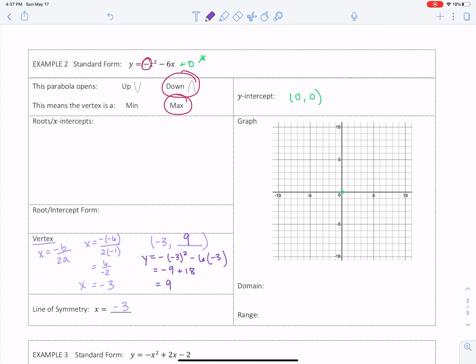And again, once you get a value, so negative 3, positive 9, 2, 3, 4, 5, 6, 7, 8, 9, there we go. Please go ahead and graph it.